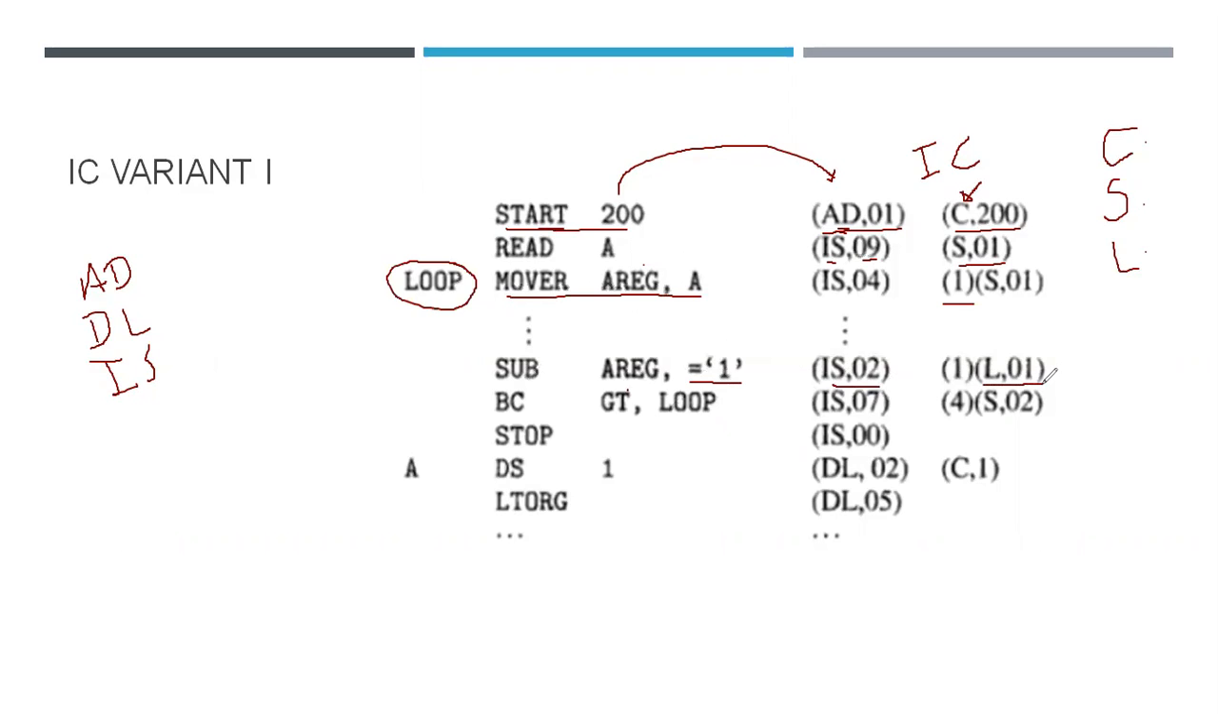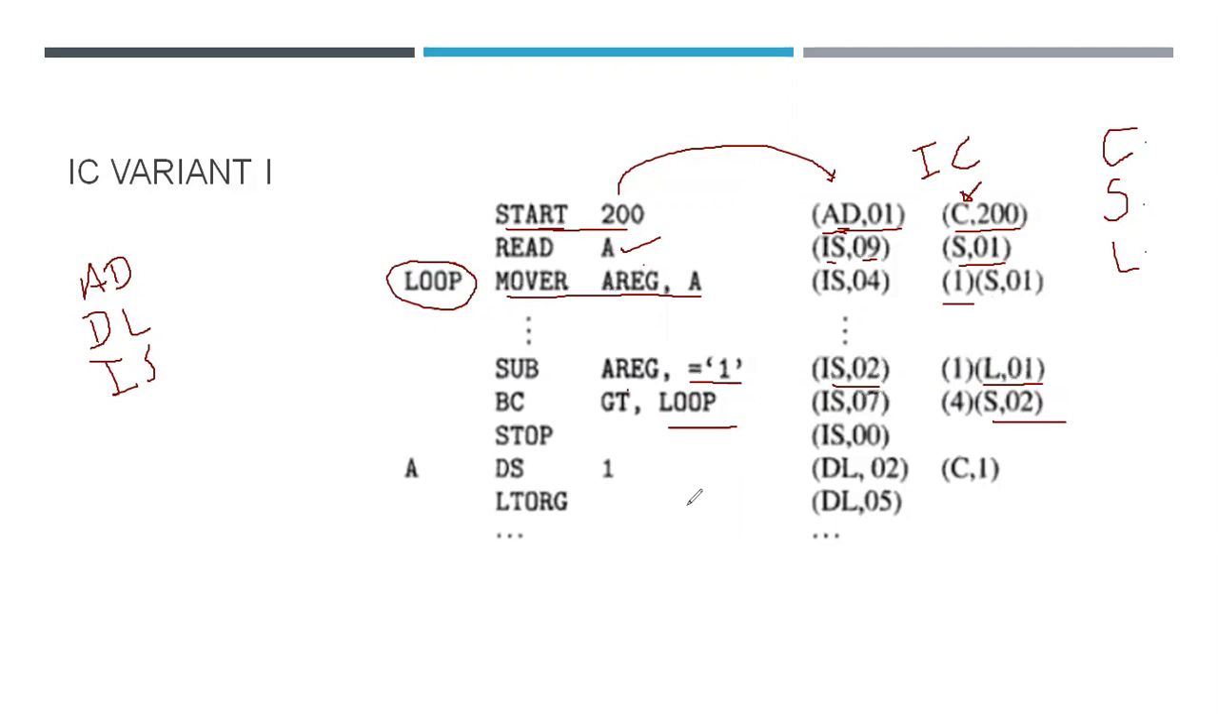Next is BC, GT. BC is branch on condition. GT means greater than. We have less than or equal, greater than or equal, and greater than, so depending on that, greater than is located at the fourth comparative statement. That's why 4. Then LOOP: A was encountered first, and loop is encountered second time, that's why loop is S, 02.